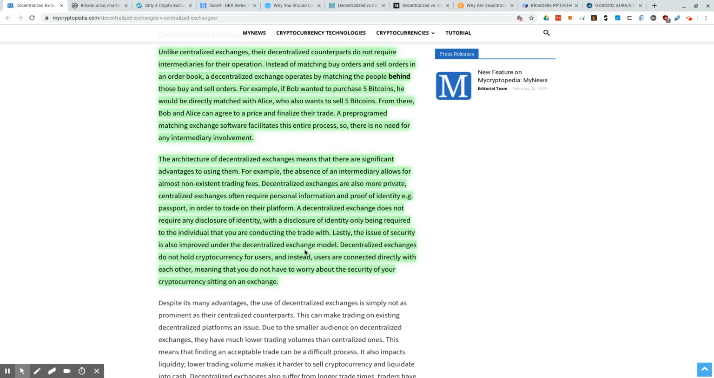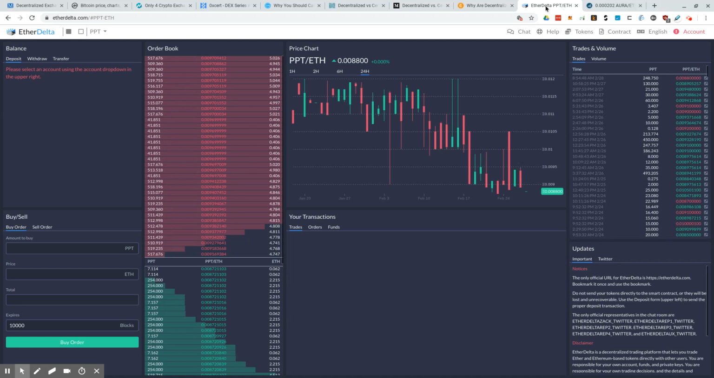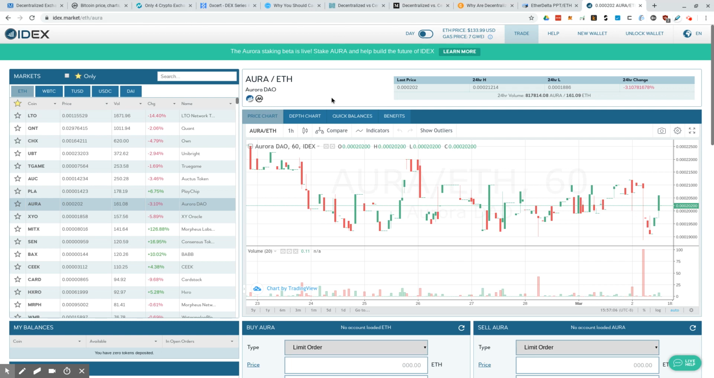One of the bigger problems right now with these exchanges, and I have a few over here, is this: this is Ether Delta, which is a decentralized exchange. Most of them are built on Ethereum because Ethereum is a decentralized platform that allows you to build this type of stuff. There are others on some of the other smart contract platforms, but obviously Ethereum is the most popular smart contract platform at the moment. So here's Ether Delta, and this is IDEX. IDEX is one of the more popular ones.